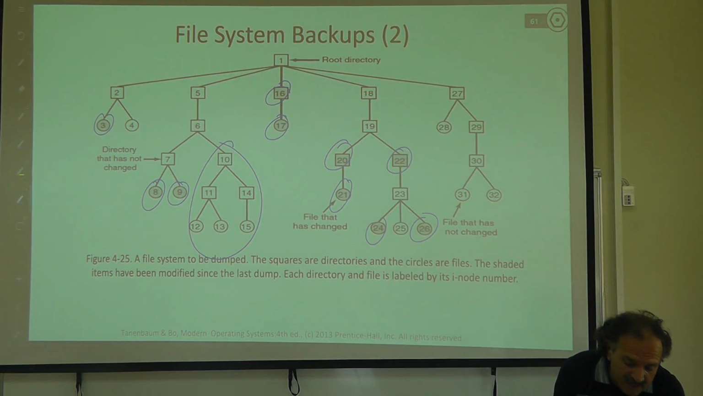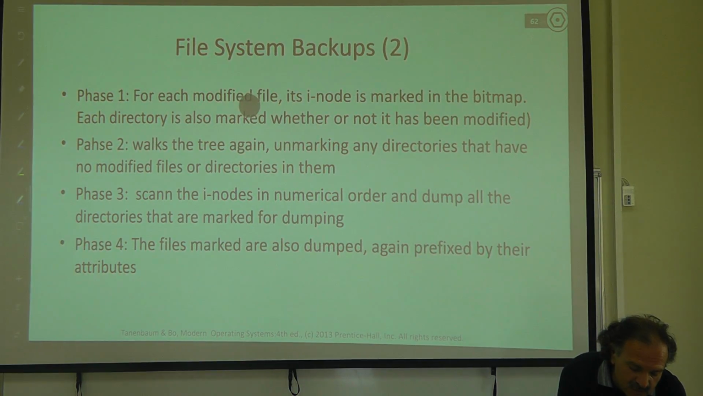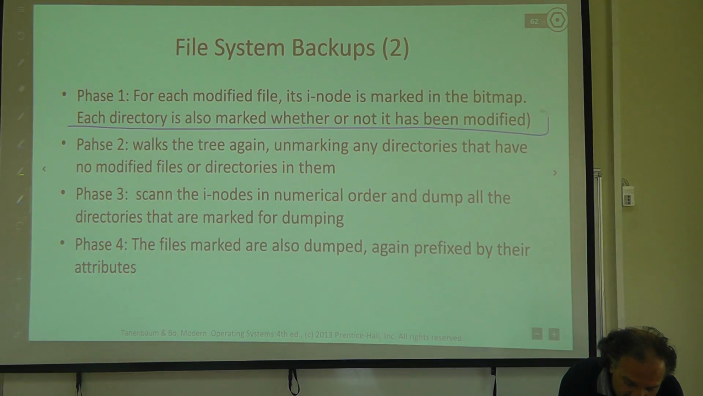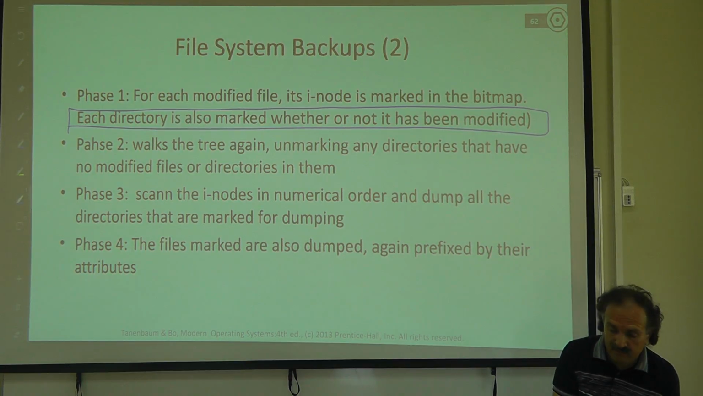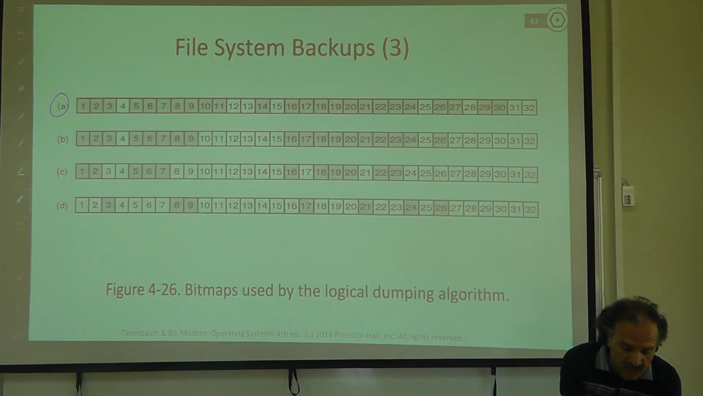Well, at the end, okay. The rule for the first phase is this. Sorry. For each modified file, its inode is marked in the bitmap. For each directory, each directory is also marked. So for the first phase, I made a mistake, sorry. For the first phase, you mark all the directories, whether modified or not, but you only mark the modified files. Okay. So that's the first step.